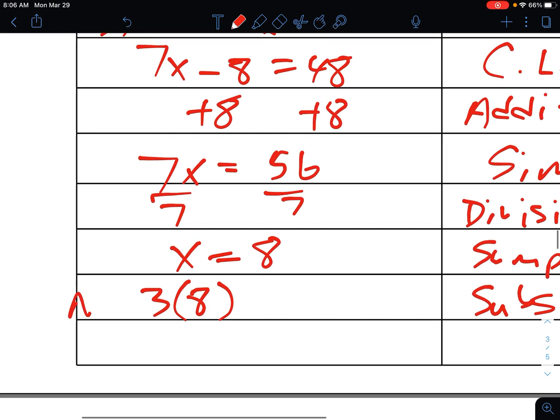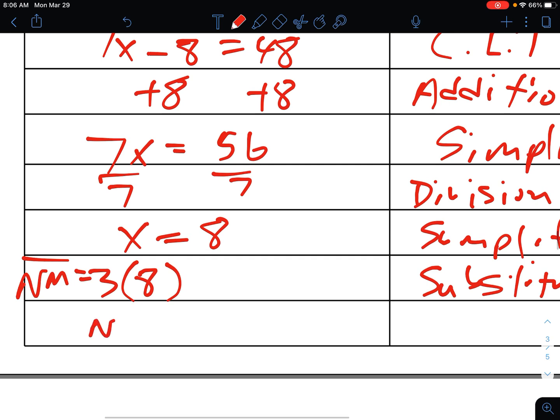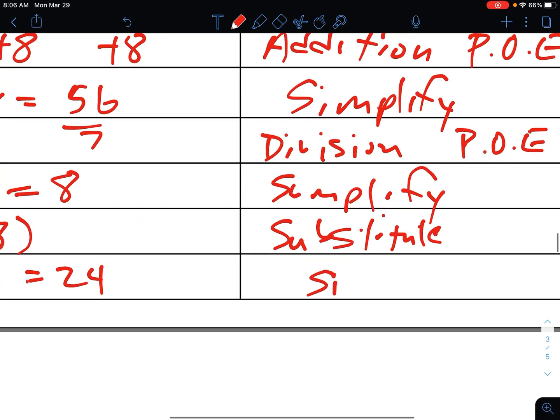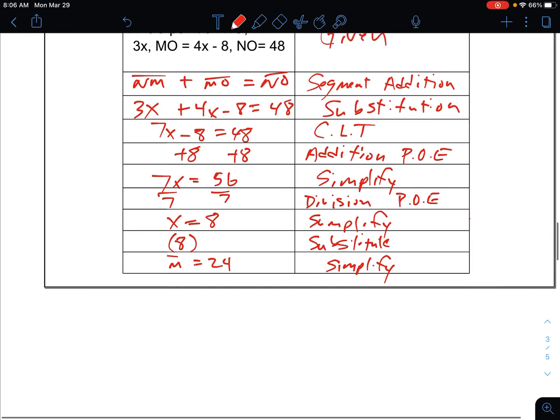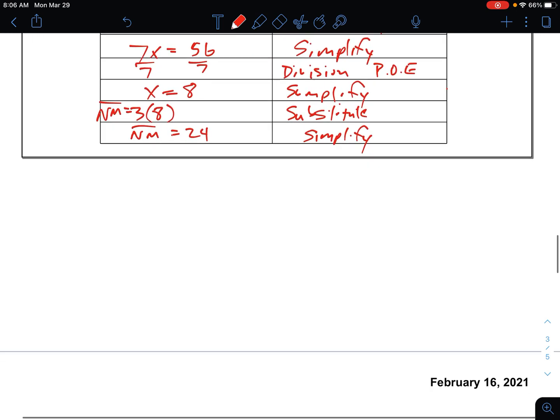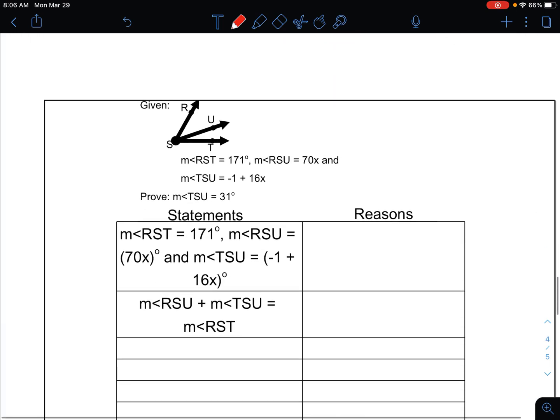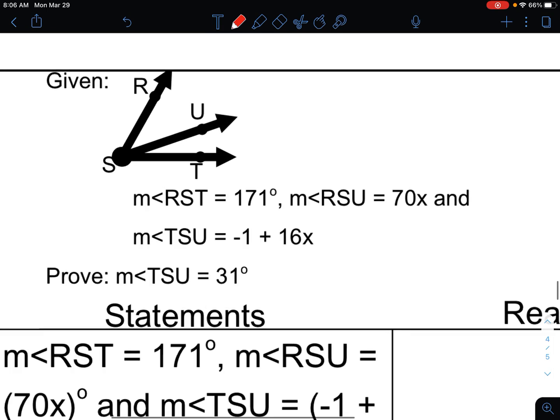So we would say NM is equal to 3 times 8. We substitute that in. And then MN equals 24. We simplified to get that. Okay? You're going to find out that this one is pretty much the same thing as the one we just did.